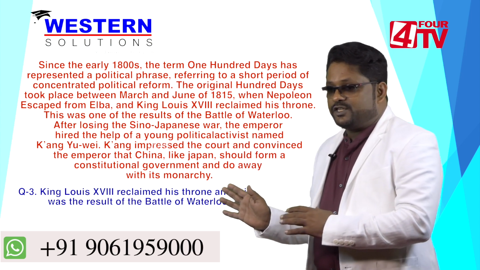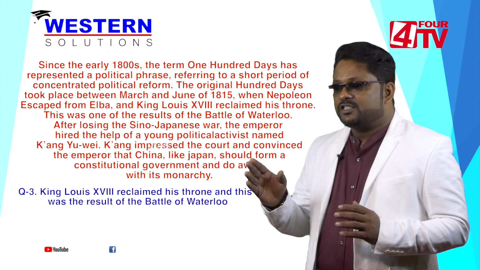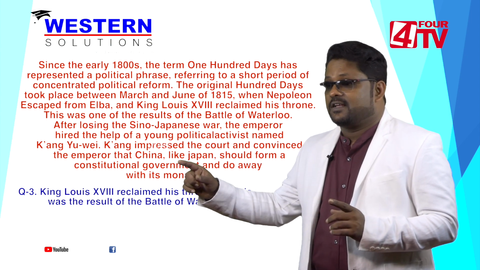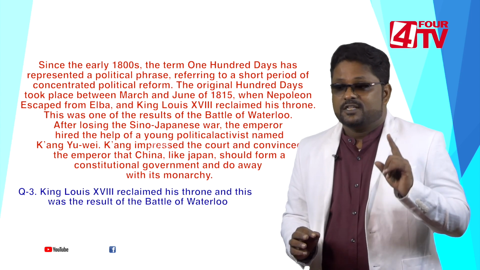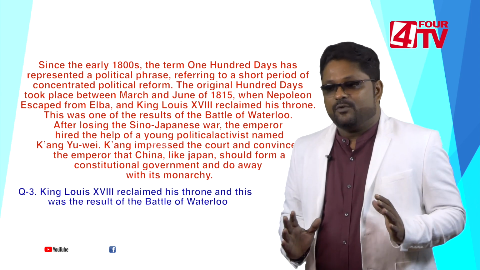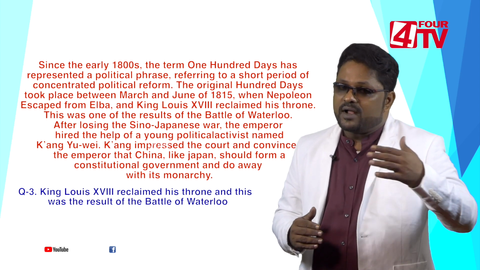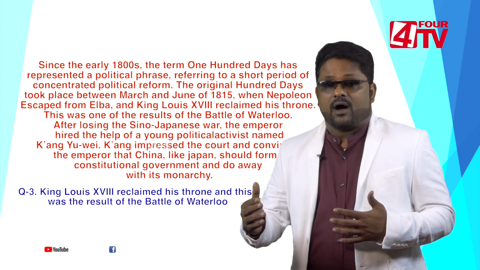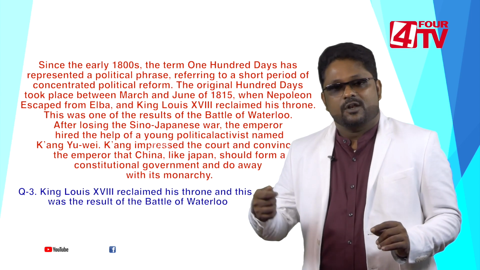Now, if you look at the passage, how the information is mentioned. King Louis XVIII reclaimed his throne. This was one of the results of the Battle of Waterloo. So it was not just the result, it is one of the results. And the question says it is the result. So as per the question, there was only one result, and that was reclaiming of his throne. But in the passage, it says this was one of the results. There could be other results as well, and they are not mentioned in the passage. So what happens is your answer becomes not given.